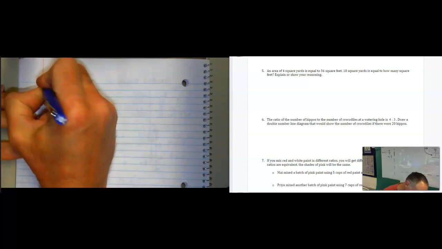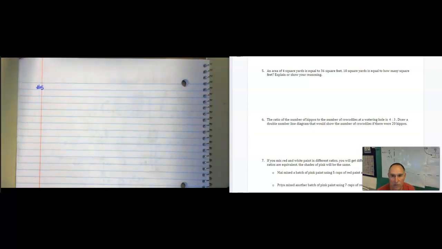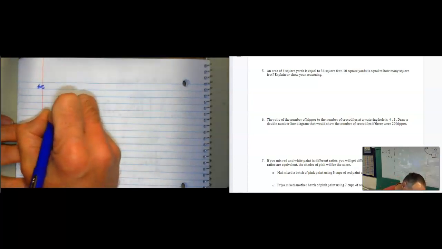Okay, moving on, we're going to take a look at number 5 here. So number 5 is this ratio, 4 square yards is 36 feet, and I need to figure out the 10 square yards. Okay, so for this one, I'm going to choose to use a ratio table.